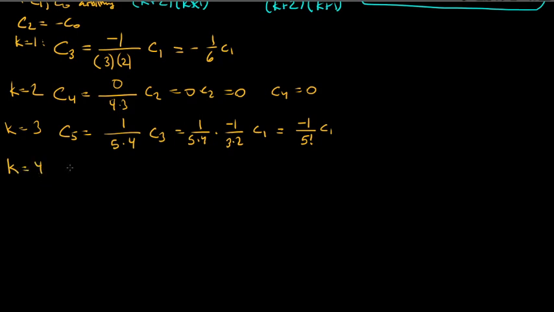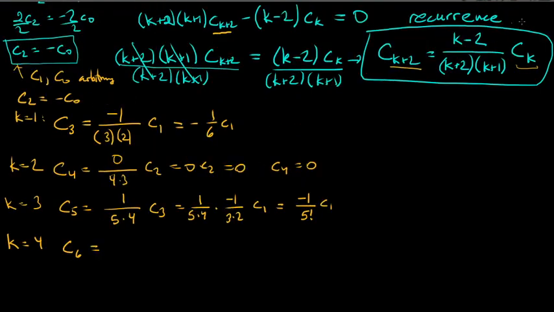Let's get C6, which is k equals 4. So what's that going to be? There's my recurrence relation. So 4 minus 2 is 2, divided by 4 plus 2 is 6, 4 plus 1 is 5, times C4. But hang on, C4 was 0, right? So whatever this is, 1 over 15 times C4. Well, 1 over 15 times 0 is 0. So C6 is 0.